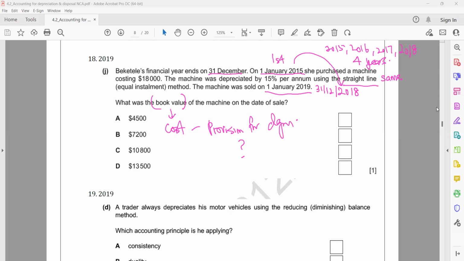What's your answer? D. You get D. Okay, let me count. Your cost is 18,000. Your provision is 15%, so 18,000 times 15% times 4 years. So this one is 10,800. So minus, we get 7,200. Okay. Now let's continue.